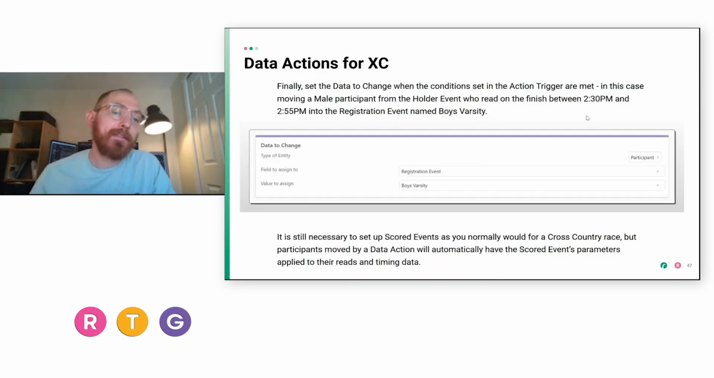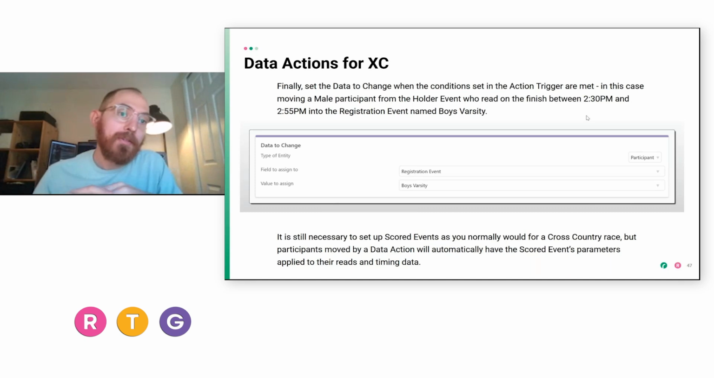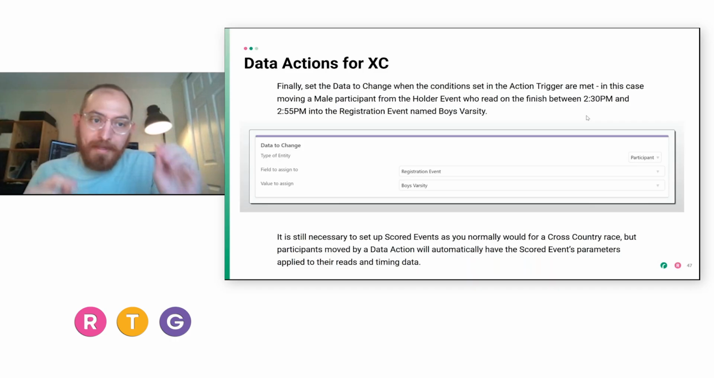Again, like I said from the very beginning, data actions happen automatically as soon as the conditions are met. So as soon as you get that read between this time and that time for this person and they're in the holder event and they're male, boom, it's going to move them over. So you have to be careful, making sure you have AM and PM set correctly, making sure you got the dates set correctly, making sure that all of that is good. Otherwise, you could run into problems where people are switching between events that you didn't mean to.